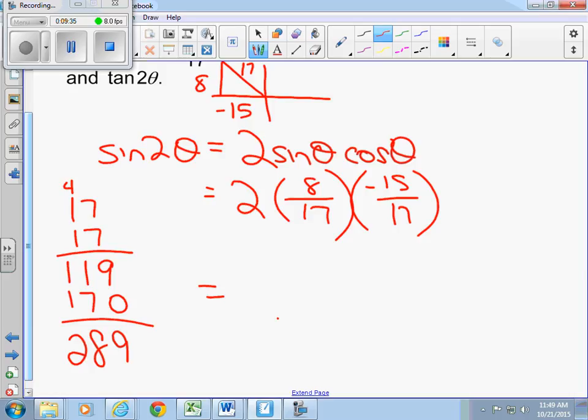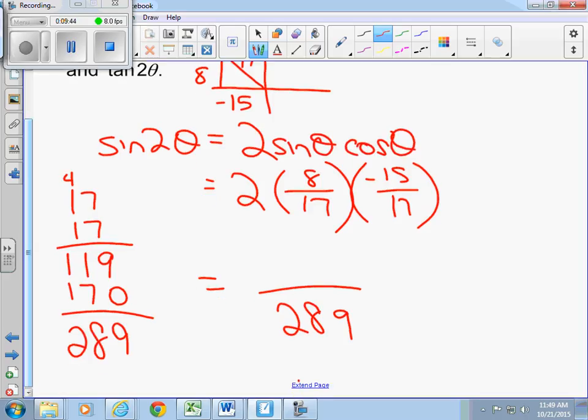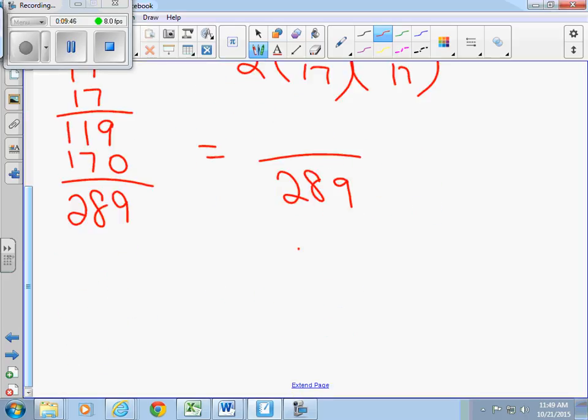So 289 is the denominator. The numerator, I'm going to do 16 times 15. Does everyone know why I would pick 16 times 15? 2 times 8, so I'm going to do 16 times 15.